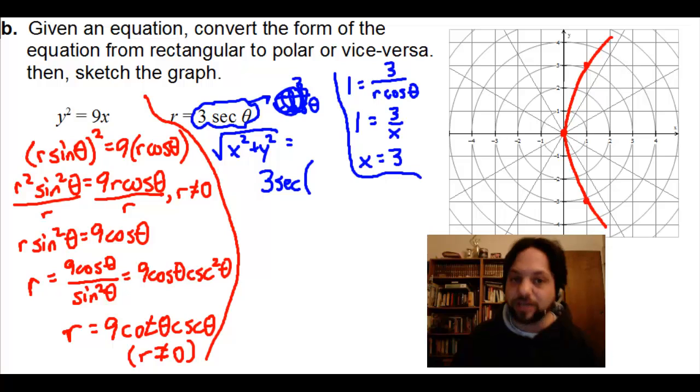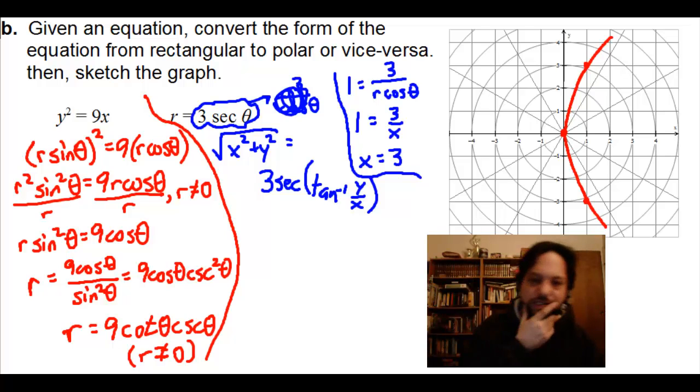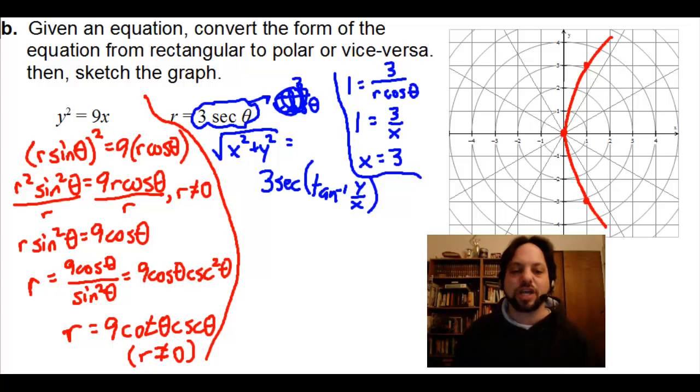Do you remember what theta equals in the rectangular system? Remember that that's just an arctan of y over x. Alright, so I have this big radical equals 3 secant arctan y over x, all this mess. I do challenge you to draw a right triangle, draw the arctan of y over x, and find the secant of that angle.